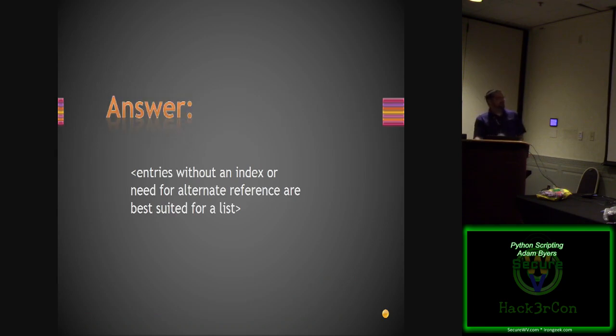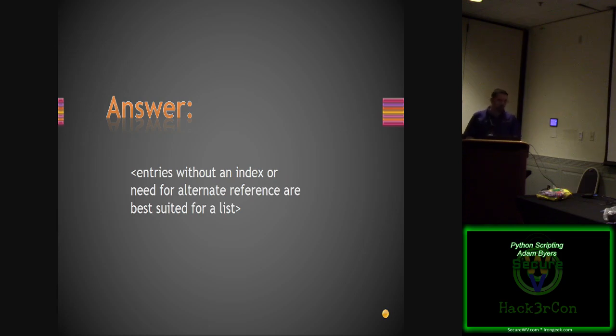So entries without an index or need for alternate reference are best suited for a list. If you don't need to... there's the thought, how to explain it. Basically anything that you don't need to reference.